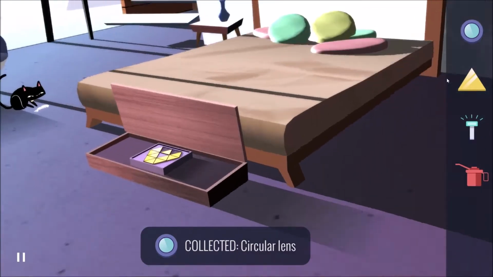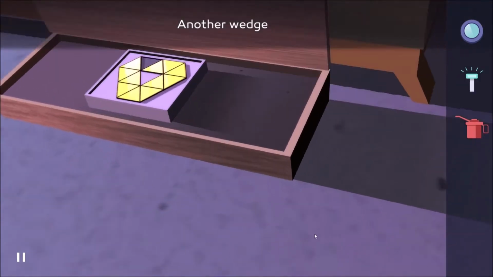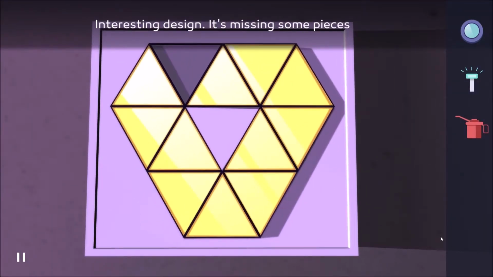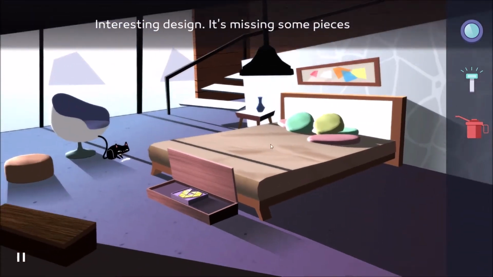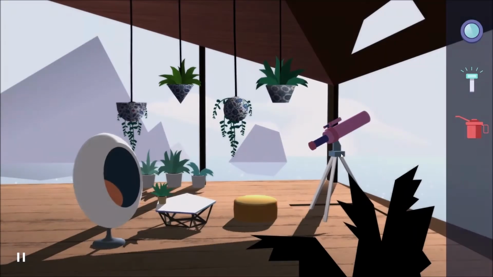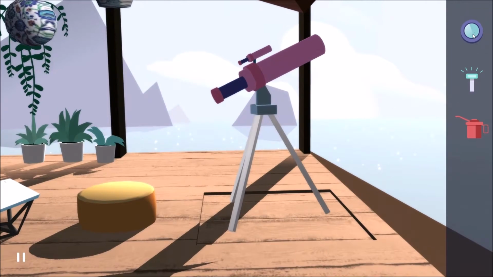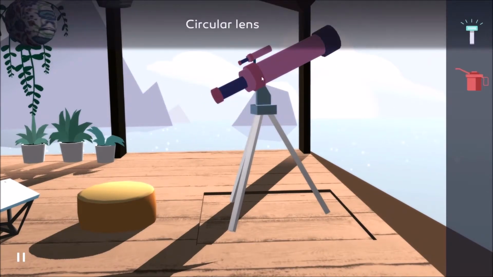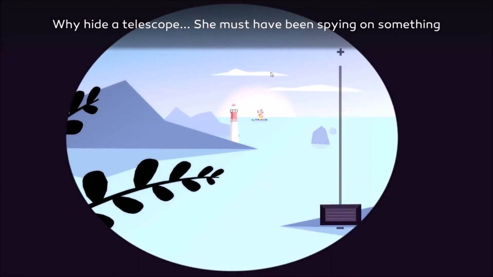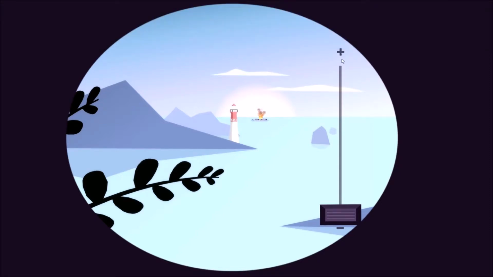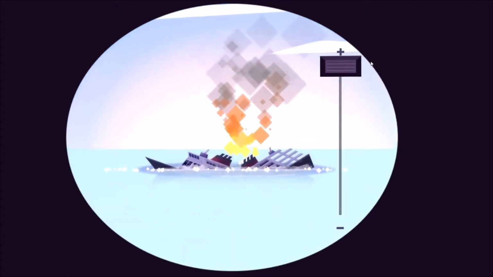Excellent. Okay, telescope lens. Wedge piece right there. One more. Just one more. We're going to put the lens into place here. Why hide his telescope? What is she hiding on? There's another strange symbol, I think. Oh, no, no, that's not a strange symbol. That's like zoom in, zoom out.